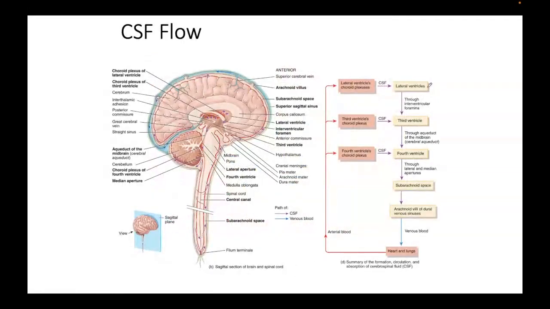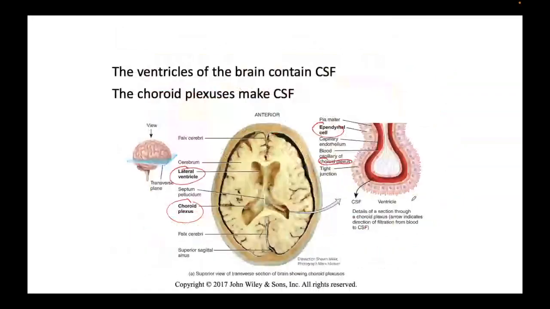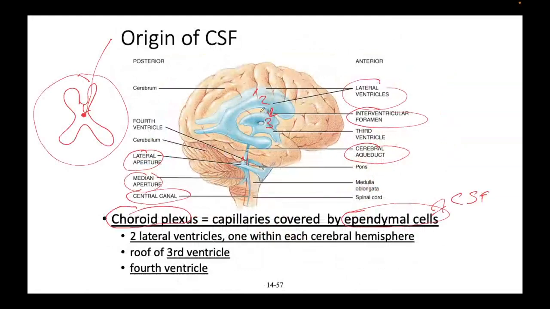Okay, and this is just the flow chart that shows what we just said, right? Lateral ventricles, which is 1 and 2. Here's the third ventricle. Here's the fourth ventricle. There's the interventricular foramen. Here's the cerebral aqueduct. And then we can see that it goes through the lateral and median apertures, and it's bathing and circulating in that subarachnoid space. And then it gets reabsorbed in the arachnoid villi of the dural venous sinus, which is way up at top, right? It's way up at top.